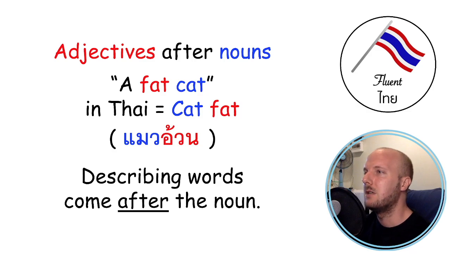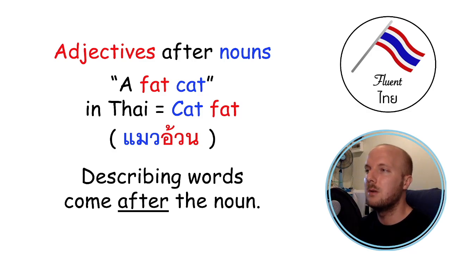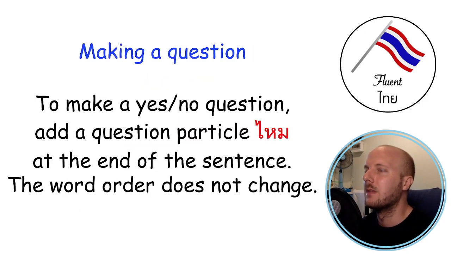Okay, let's continue. Adjectives after nouns. So in English, it's the opposite. We put the adjective before the noun. So we would say a fat cat. Whereas in Thai, they say cat fat, แมวอ้วน. So describing words or adjectives come after the noun. That's a big difference in Thai.